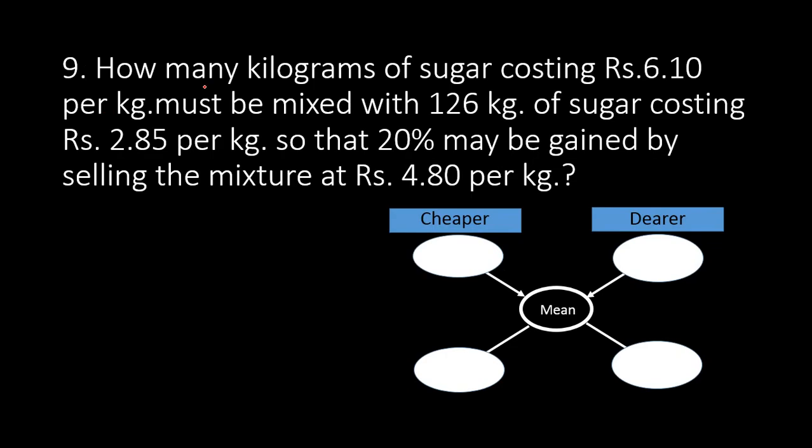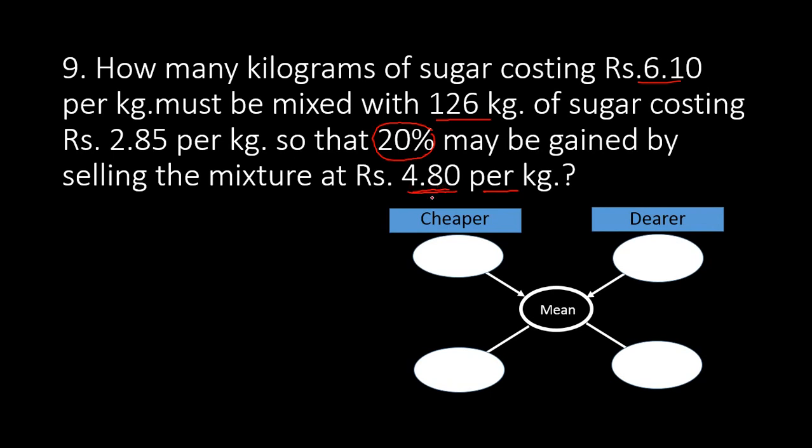Now here, how many kilograms of sugar costing 6.10 per kg must be mixed with 126 kg of sugar costing 2.85 per kg, so that 20% may be gained by selling the mixture at 4.80 per kg? Now here you can't apply directly the formula like cheaper minus mean, mean minus cheaper is to dearer minus mean. You can't apply that formula. Why? Because we have to gain 20% after selling it for 4.80. It means the original mixture cost has to be found.